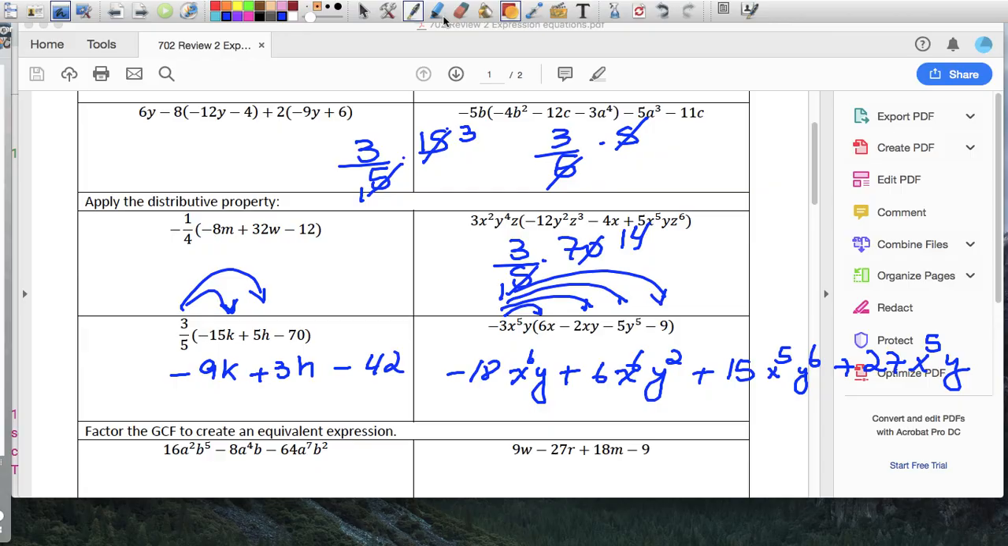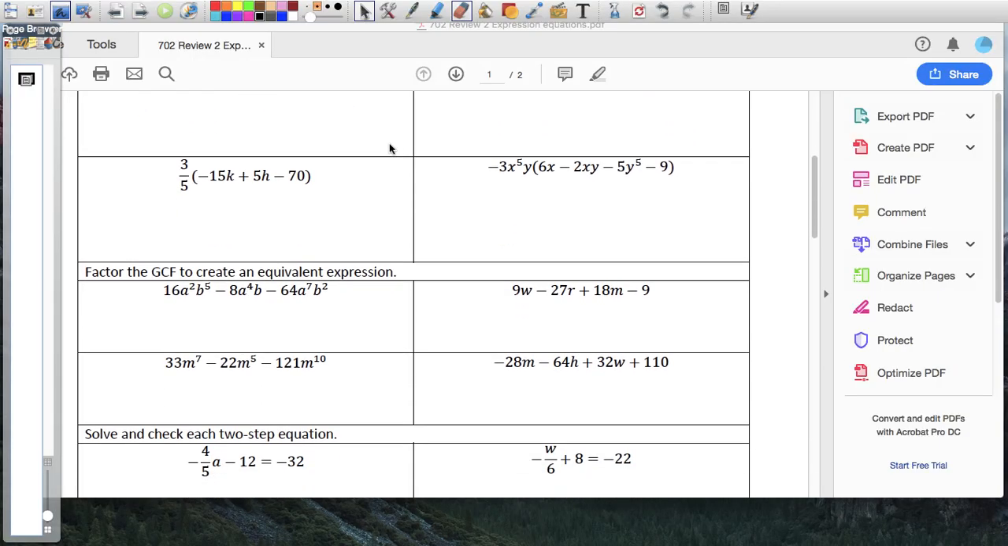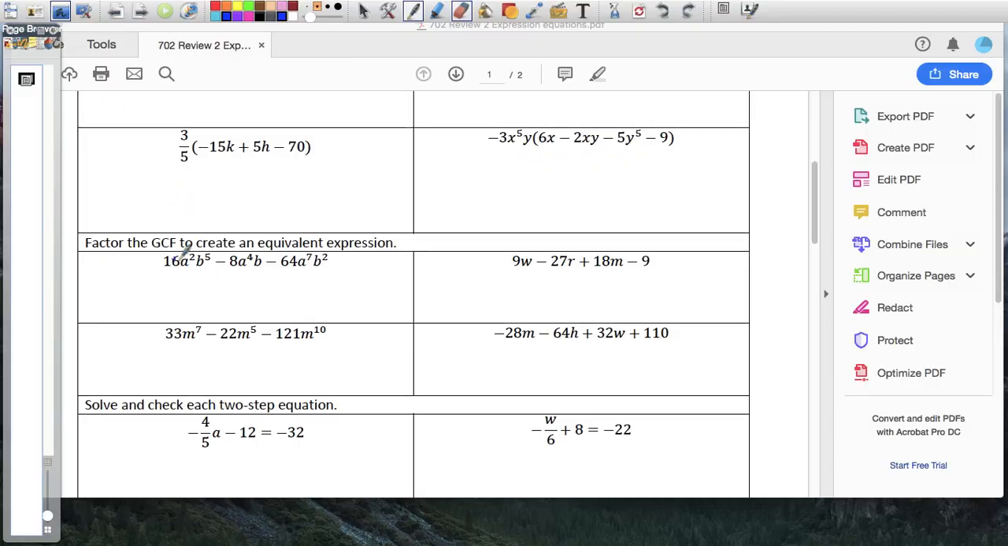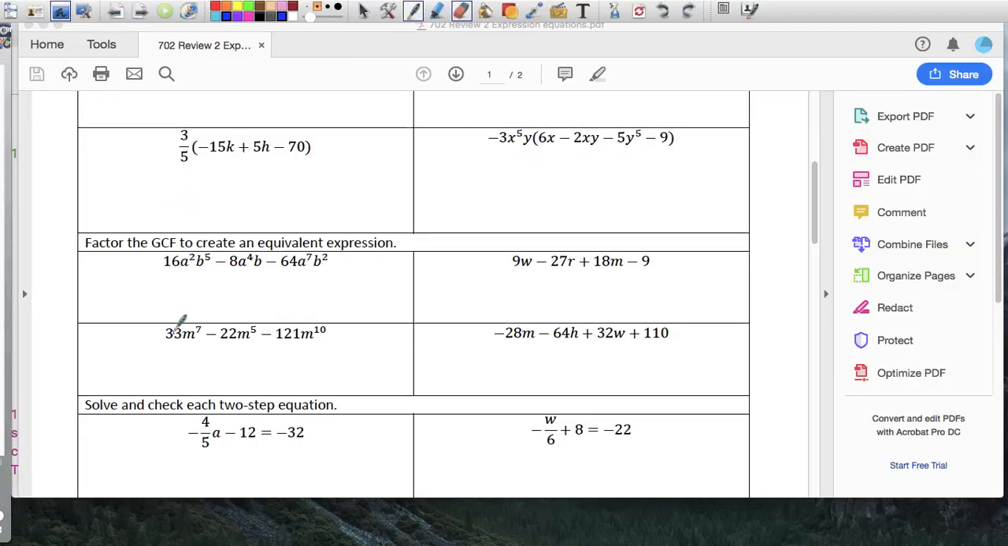Next section. I'm going to pull out the GCF. So again, the trick here is you can pull out something common. I'm going to do this one and this one. What's in common between 16, 8, and 64? The biggest number in common is the 8. And what's in common? Do they all share an a? Yes, they all share an a, so I can pull out an a, but I'm going to pull out the a with the lowest exponent, so it's going to be a to the second. And they all share a b, so I can pull out a b too, and the b with the smallest exponent is this one, b to the first.